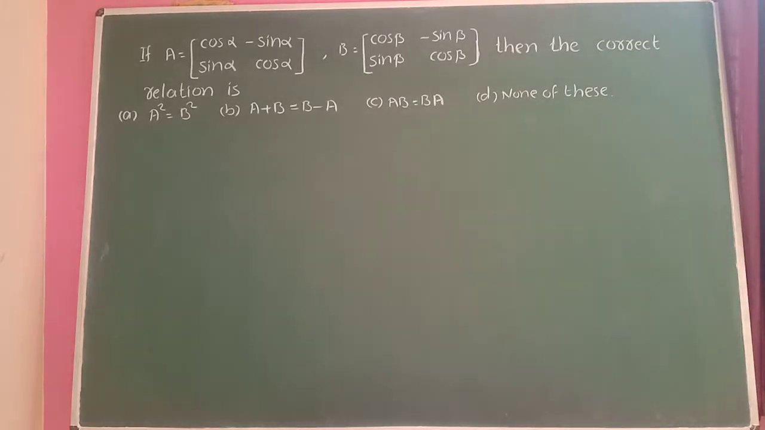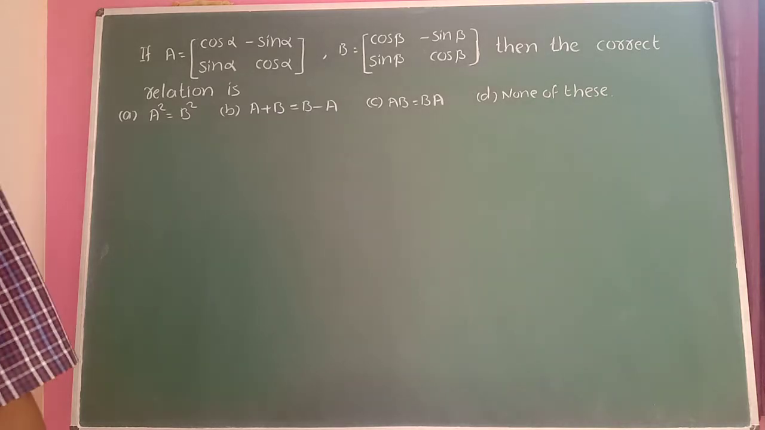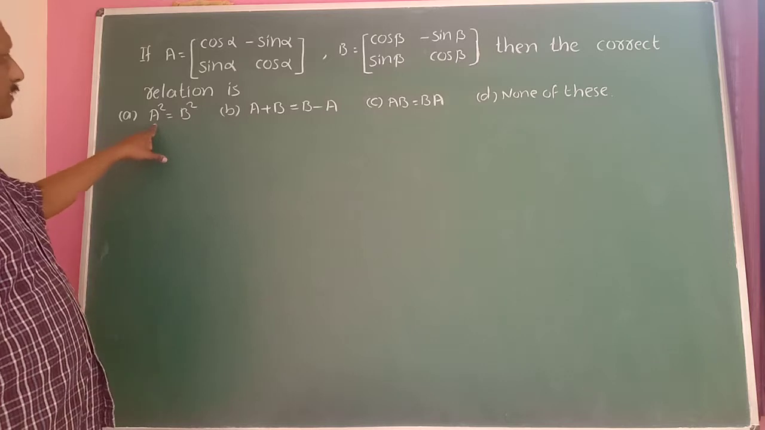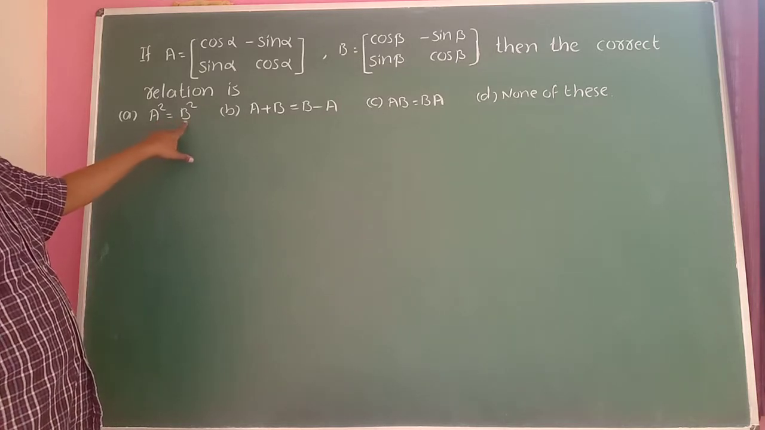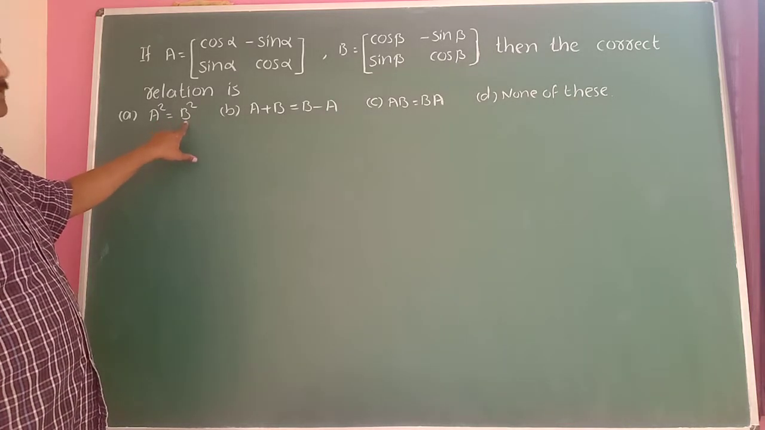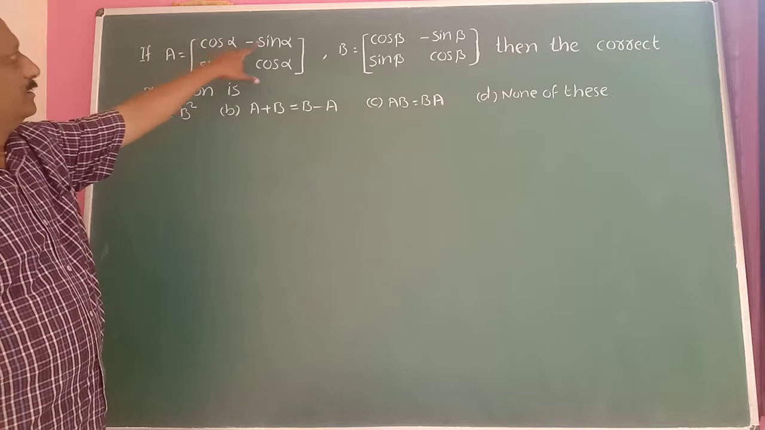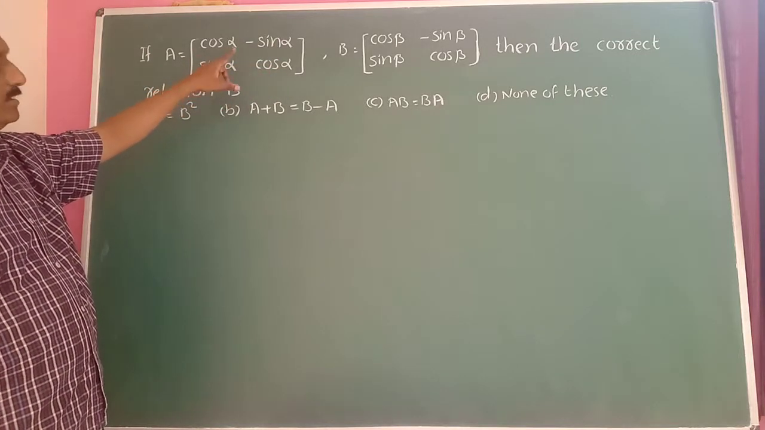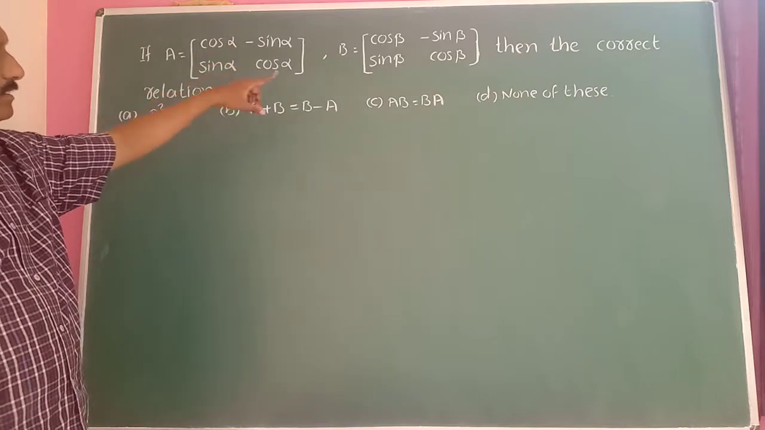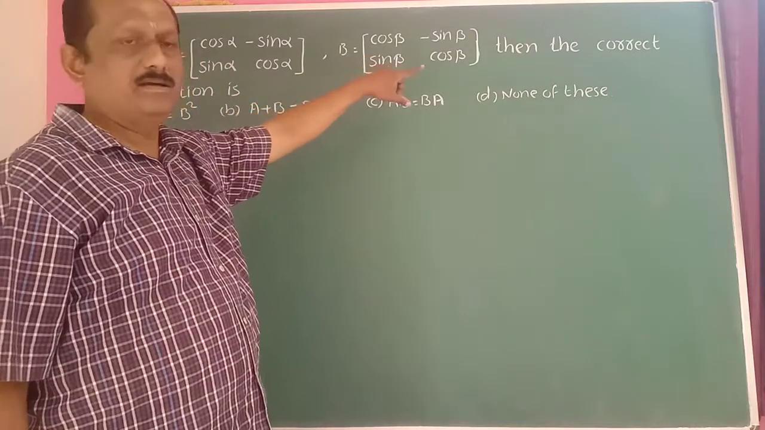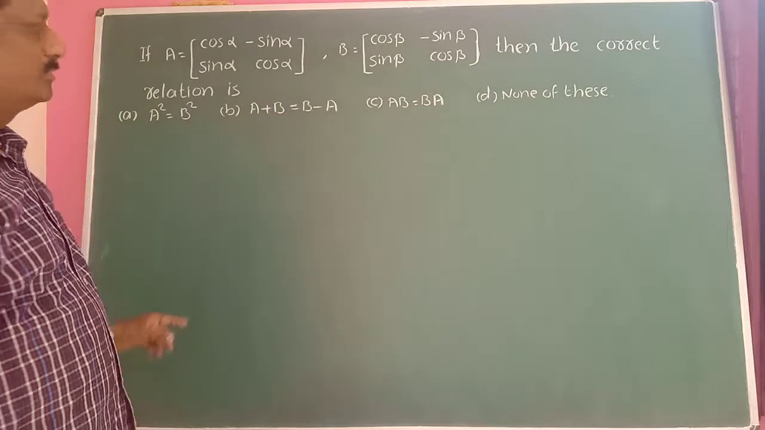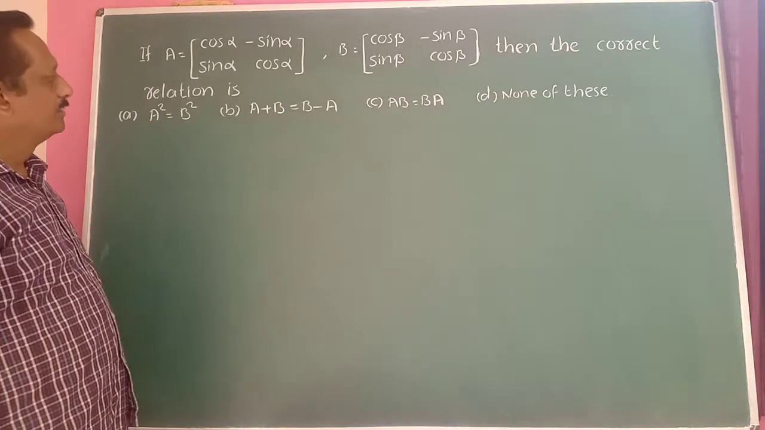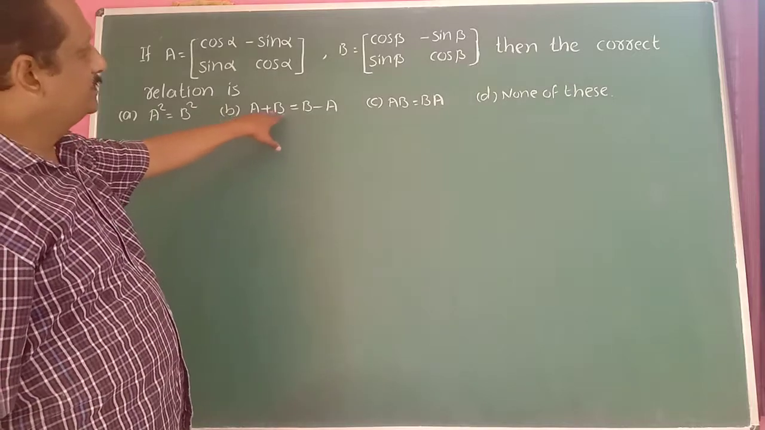So here A and B are the two matrices. Then the correct relation is what? The first option is A square is equal to B square. It is not possible here because each term, cos of alpha, sin alpha, and so on, means angle alpha. In this case, angles are beta. Obviously, both are not equal here. A square cannot be equal to B square. The first option is wrong. Second option, A plus B is equal to B minus A.